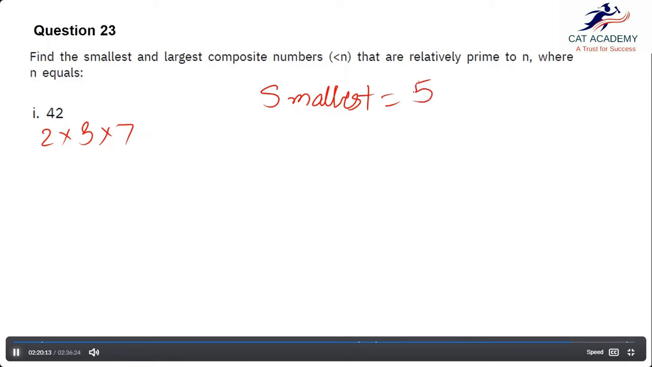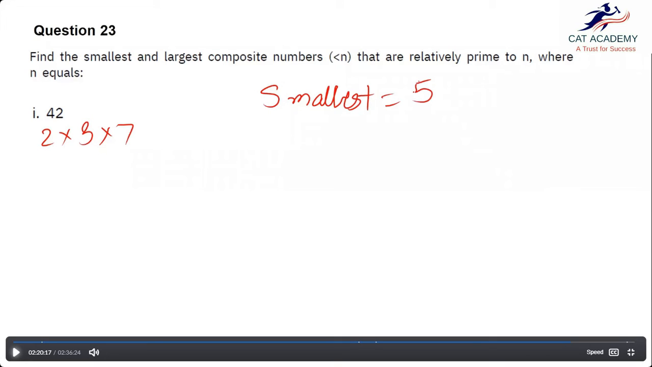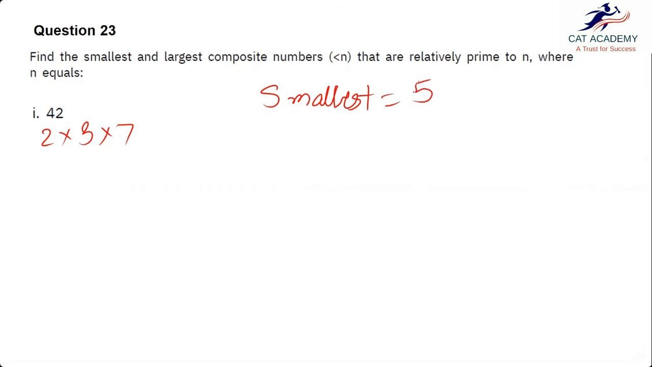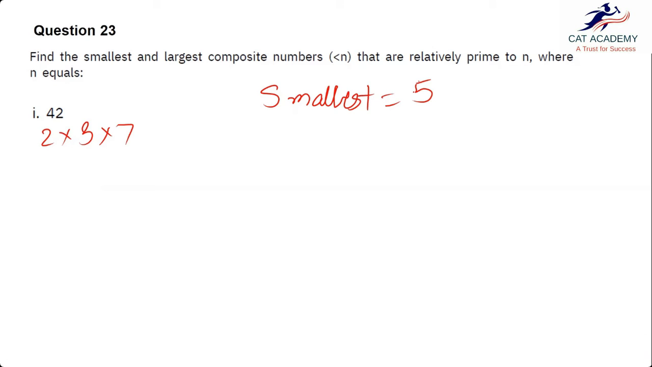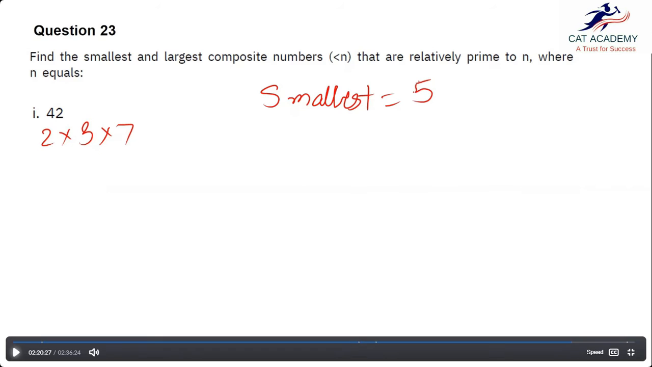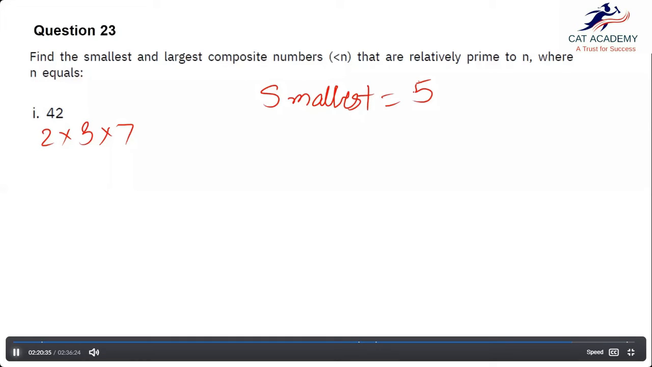But problem, if I take 5 alone, then it would be prime. To make it composite, I need to multiply 5 with something, right? Because composite numbers need at least one factor other than 1 and itself. So I need to multiply 5 with something. So what should I multiply 5 with?